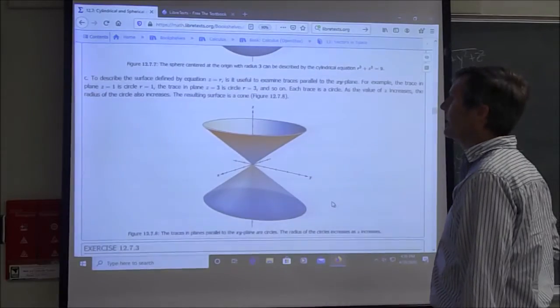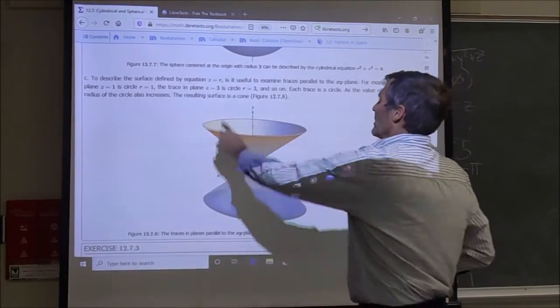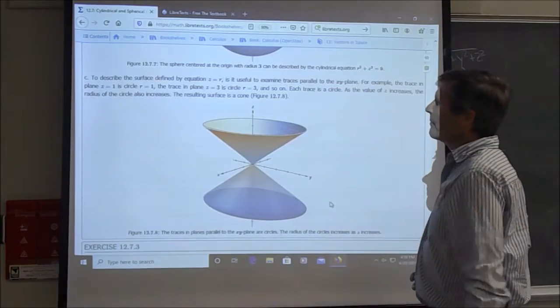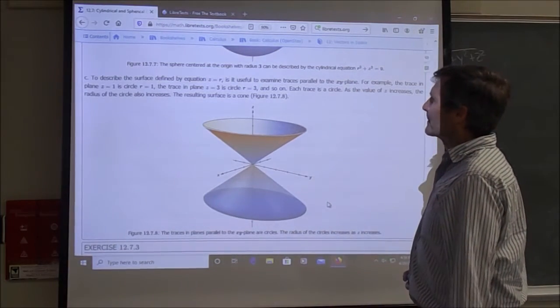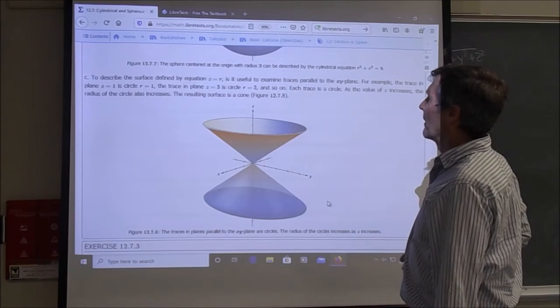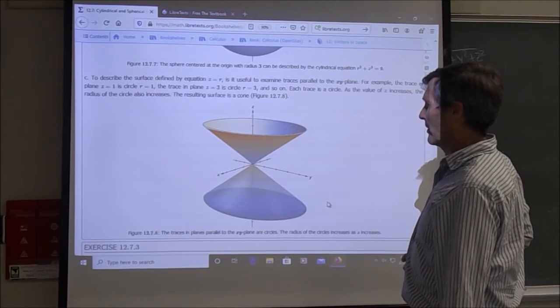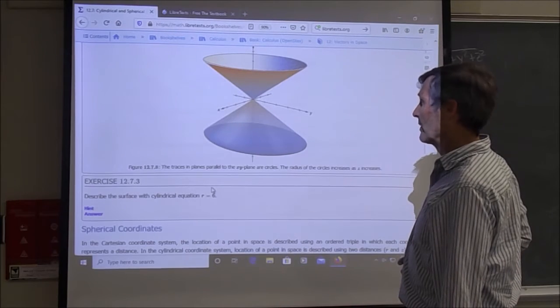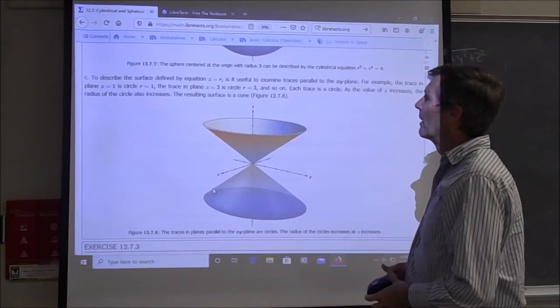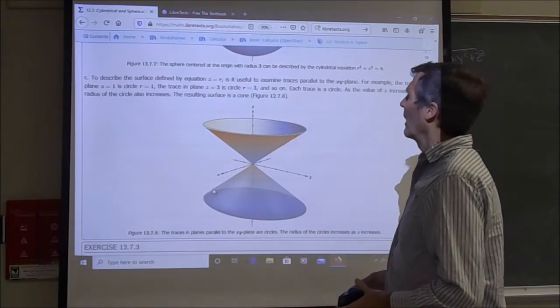Suppose I have a surface z equals r. I wonder what that looks like. Well, we can write this equation. I'll do it on here.